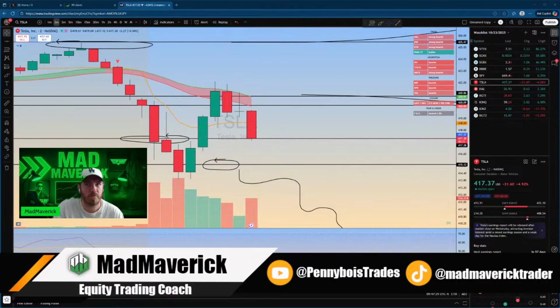Okay, it looks like we're falling off here. We're starting to roll right under VWAP. We got about 20 seconds for this candle to close. Let's see if it gets sucked back up or if we start rolling off here.